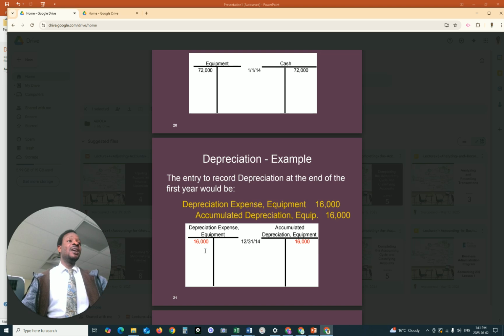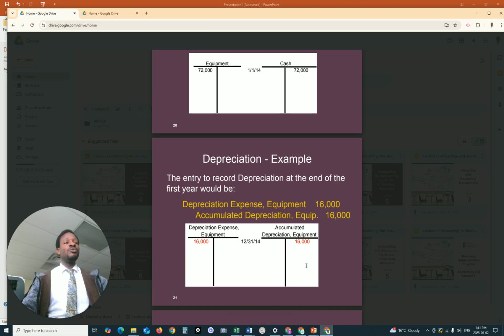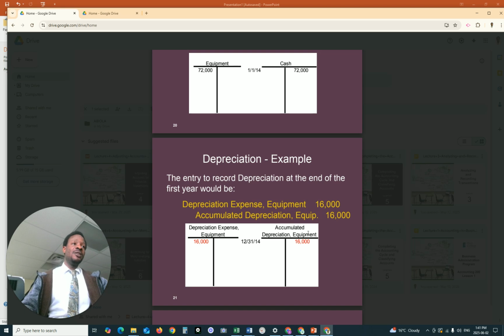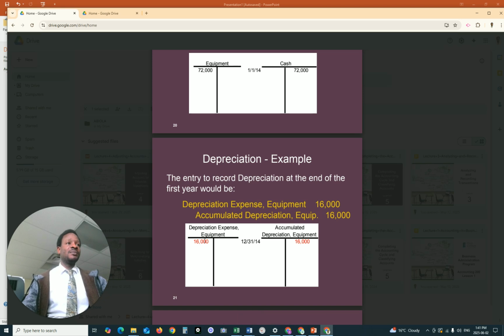So 16,000. Now accumulated depreciation will now be in the credit side. This will be building up each year that you use up the equipment. So the depreciation expense account is debited. The accumulated depreciation, accumulated means total depreciation as at the time of recording, would be 16,000 credit. Then debit expense account.